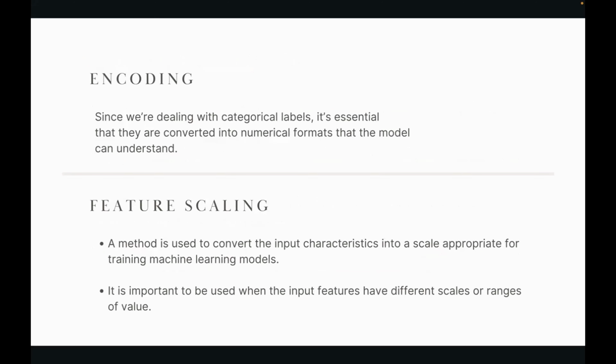Then for encoding, since we are dealing with categorical labels, we had to convert them into numerical formats, which can be understood by the model. We also did feature scaling, which is used to convert the input characteristics into a scale appropriate for the machine learning models, because it's important when the input features have different scales or ranges.